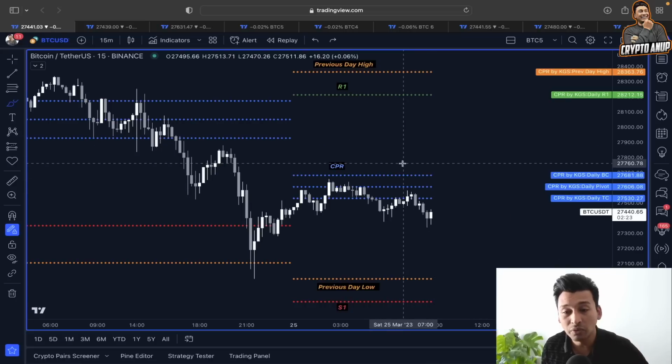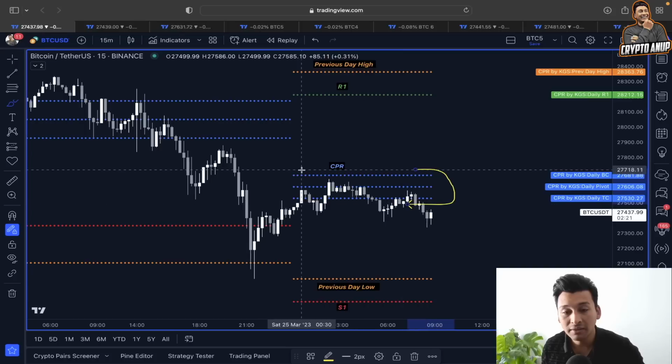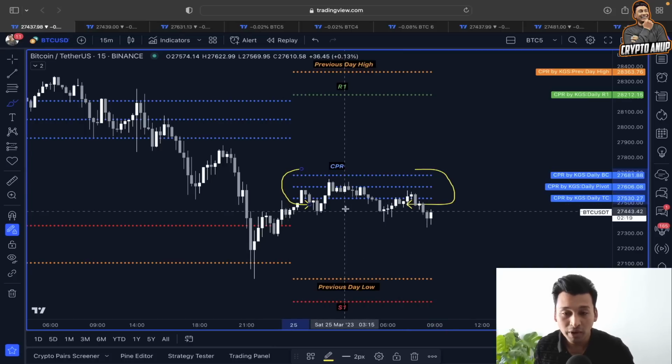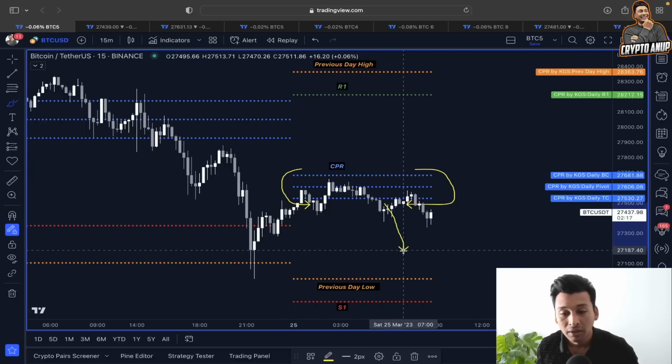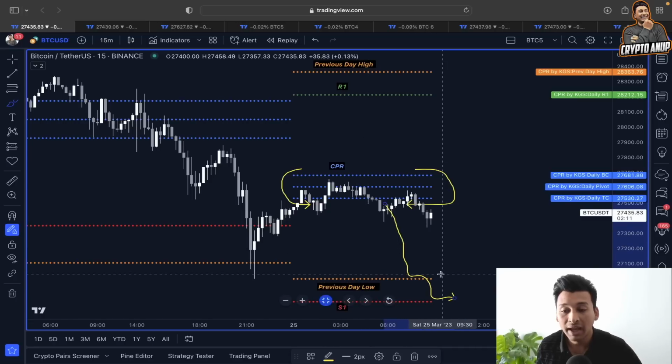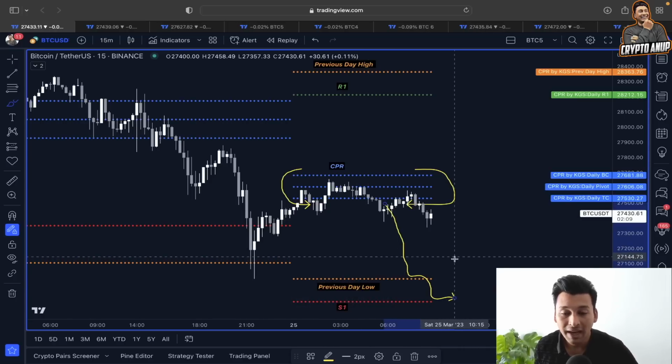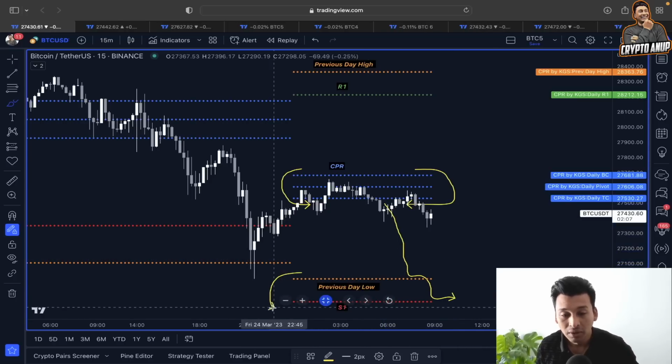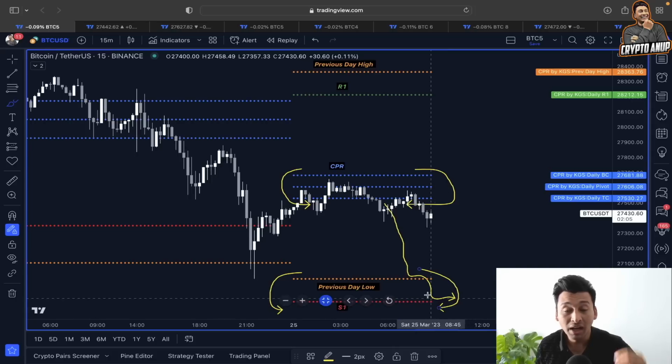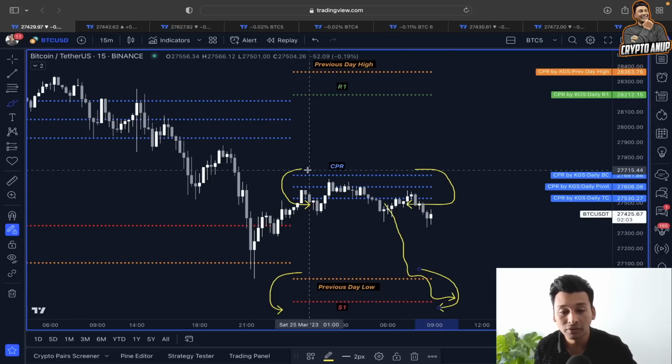And as long as we remain between the CPI lines, our price target is going to be the previous day low and even the S1 line, which is sitting around 27,000 and 26,900 range. Yes guys, these two are going to be looked at as our target if the price of Bitcoin fails to find support above the CPI line.